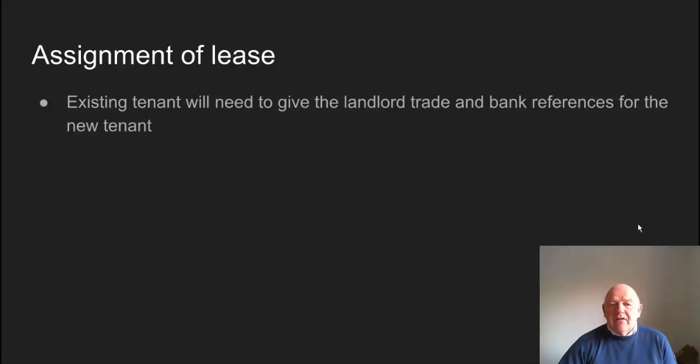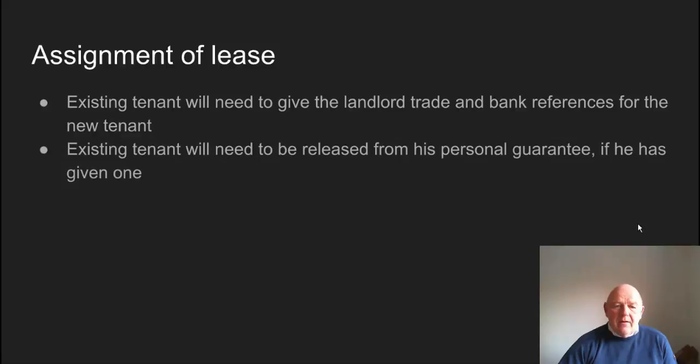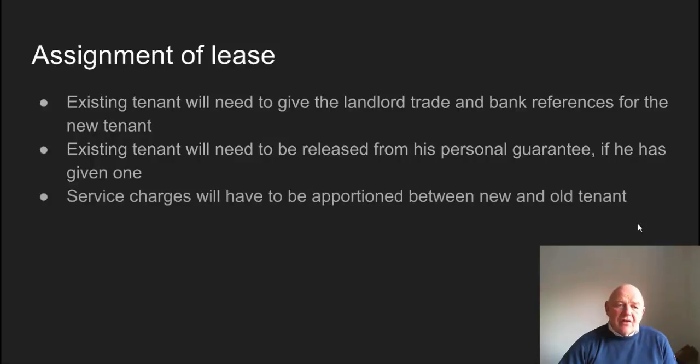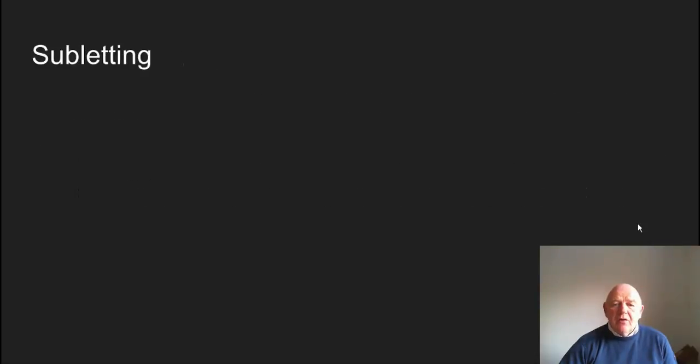When it comes down to the assignment of the lease, the existing tenant, that's yourself if you're holding the lease and you wish to assign it, you'll need to give the landlord trade and bank references for the proposed new tenant. You will also need to be released from your existing personal guarantee if you've given one, and service charges will have to be apportioned between you and the new tenant.